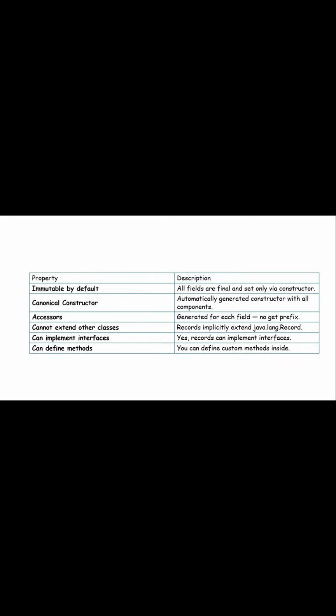So what are the functionalities? For example, it is immutable by default. All the fields are final and set via the constructor. And we have the canonical constructor, which is the automatically generated constructor with all the components, and then we will have the accessor methods. So you don't get a get method per se. If you have a field like name, you'll get something like name(), not something like a getName method.